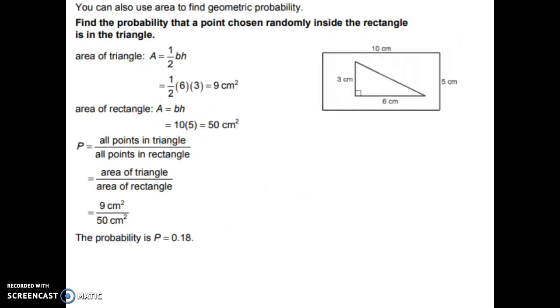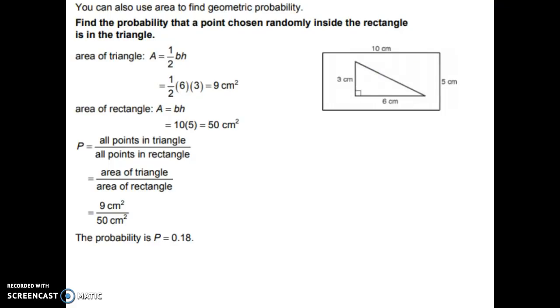Those last two should have been pretty easy for you. And let's go ahead and try some with area. So you can actually do these with area as well. And so the way you do these is you take the area of both figures. So you're going to take the area of the rectangle, or in this case the area of a rectangle, and the area of a triangle.